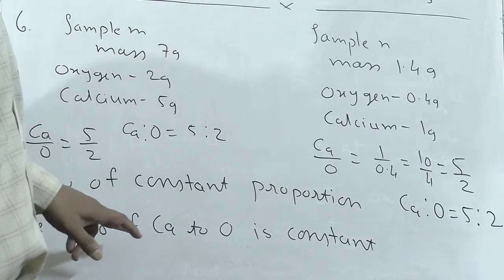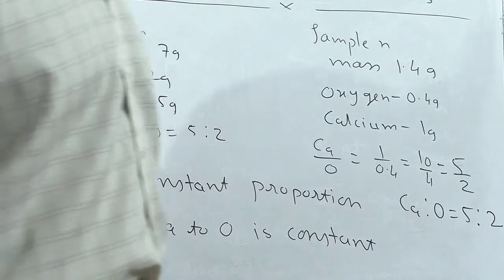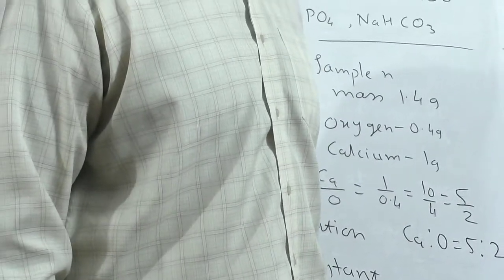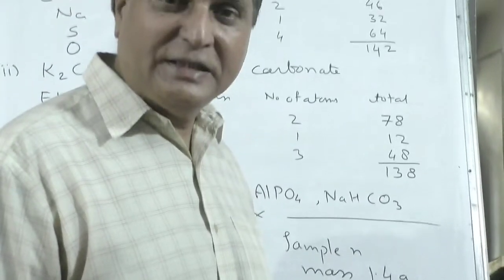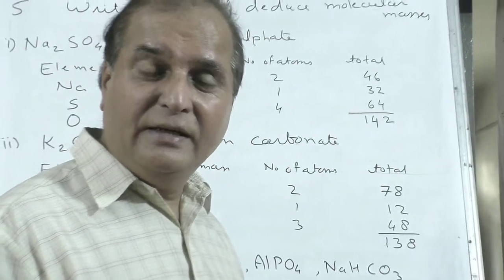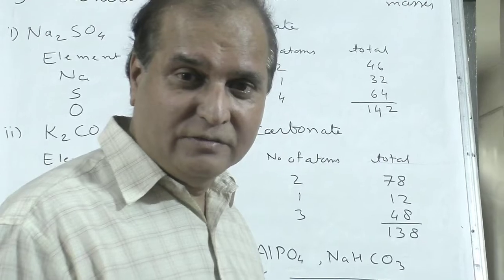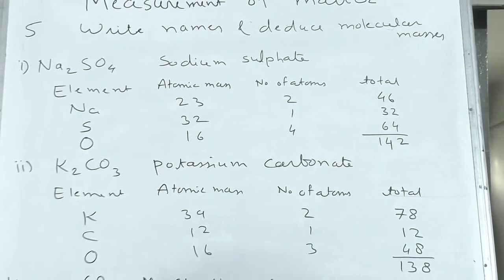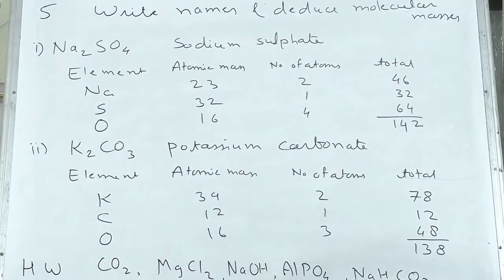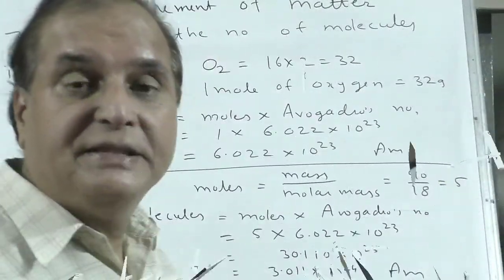Since the ratio of calcium to oxygen in both the samples is constant. Understood? Easy sum? Any doubt, write in the comment box. You can write in more detail also. Okay? We'll go ahead. Question 7.